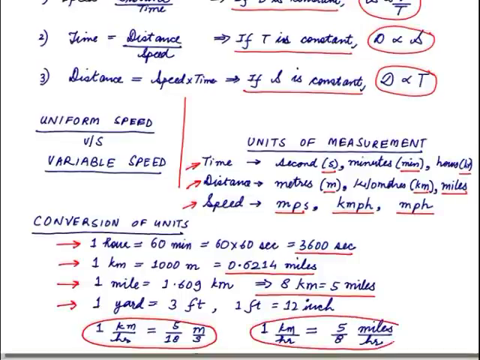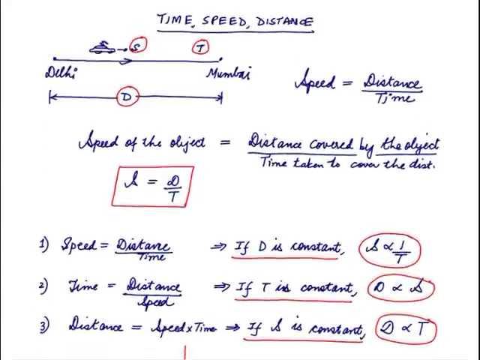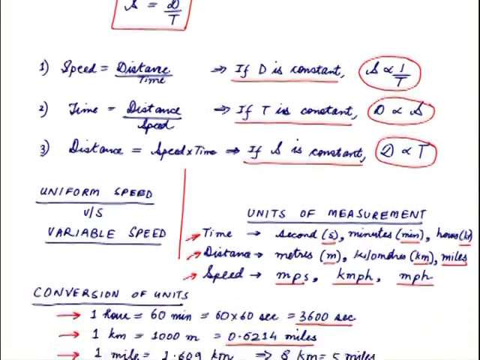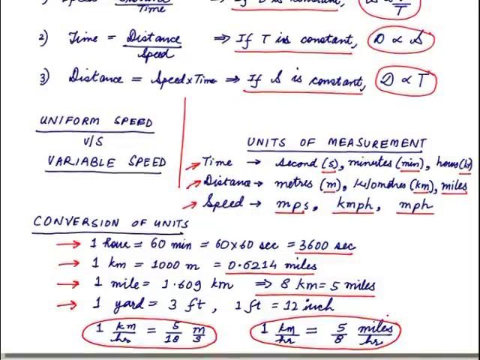Similarly, 1 kilometer per hour will be equal to 5 by 8 miles per hour. So this means to convert kilometer per hour to miles per hour, multiply by 5 by 8, and to convert miles per hour to kilometers per hour, multiply by 8 by 5. I hope these conversions and these units are absolutely clear to us. Once this basic learning is through, we started with the definition of speed, distance upon time. We saw the 3 basic relations when distance, time and speed respectively will be constant. And then we saw uniform and variable speeds and then the various units and their conversion. So now it is time for us to get into concepts and questions.